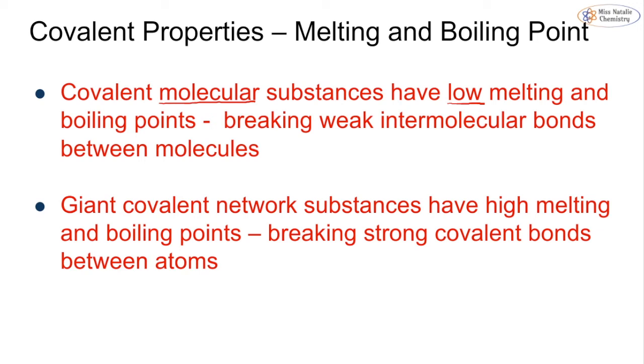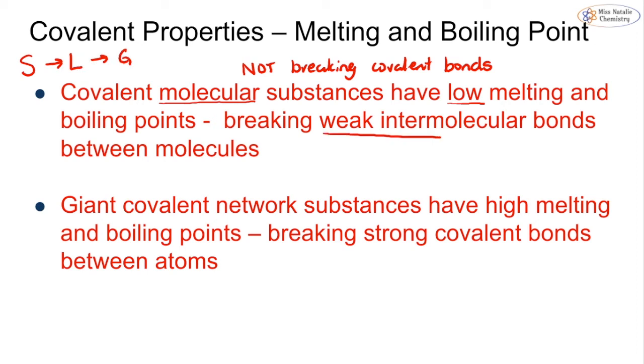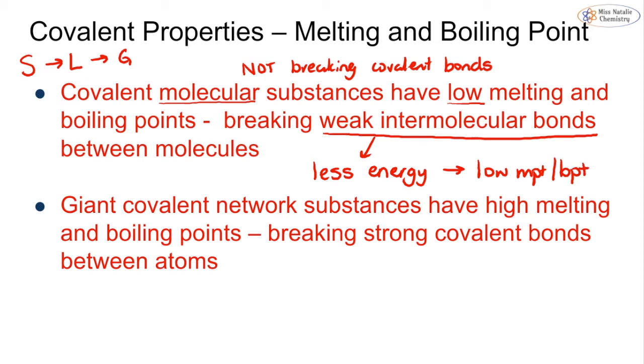And the reason for this is we are not breaking the strong covalent bonds here. The strong covalent bonds in a molecular substance are not broken when we're trying to go from a solid to a liquid to a gas. What we are actually breaking are the weak intermolecular bonds. And because these are weaker, they require less energy, which gives us a low melting point or boiling point. So if we have to break weak bonds, we need less energy, giving us this lower value.